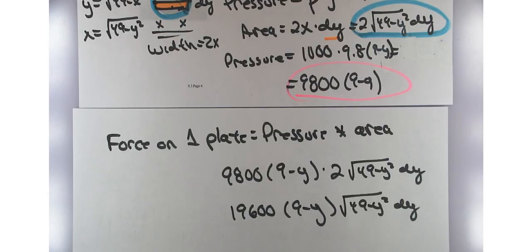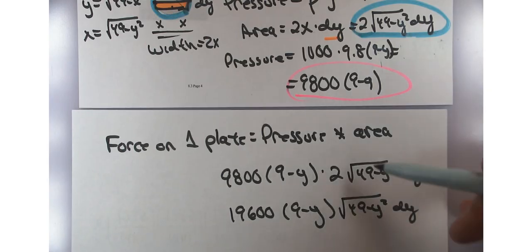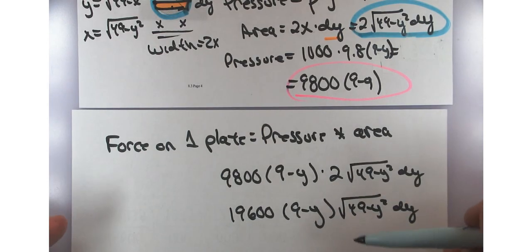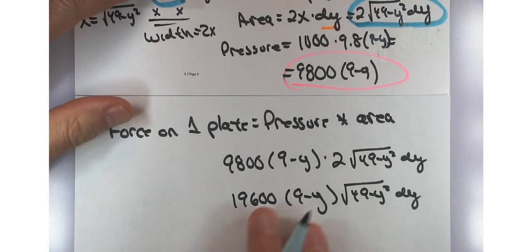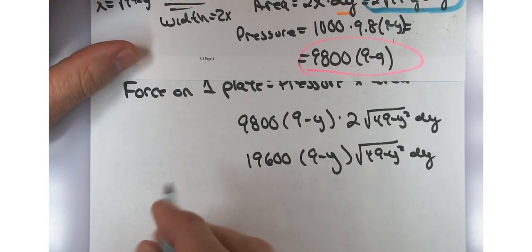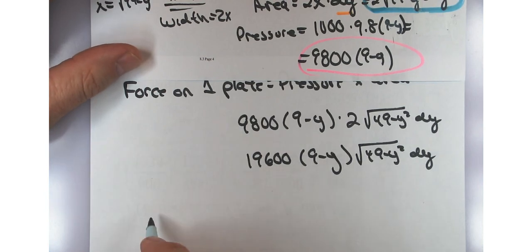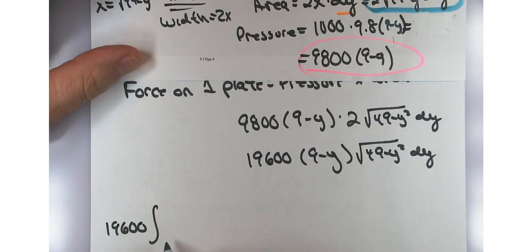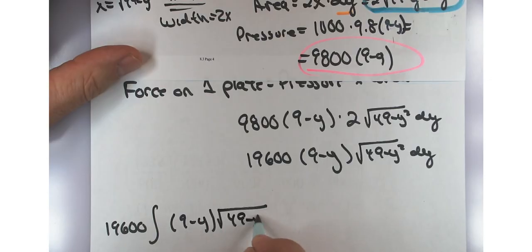Okay. Let's see if we can't find the total pressure on this plate. And there's a couple tricks that we can use in terms of the integration. So if we wanted to find the total force on that plate, I would take 19,600 out front. I'm going to integrate 9 minus y times the square root of 49 minus y squared dy.